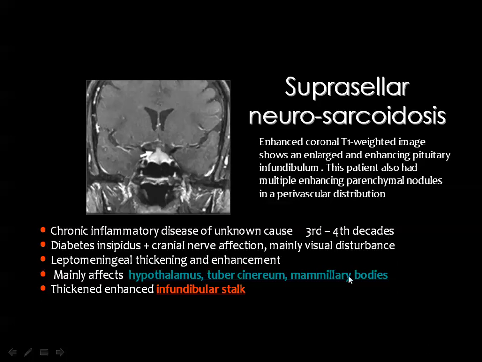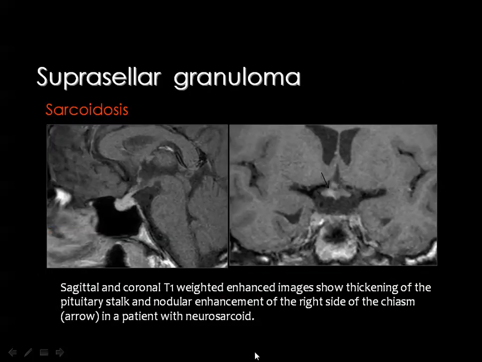etiology, and it may present with diabetes insipidus and cranial nerve affection, especially the optic nerve. Then in the brain, you can see leptomeningeal thickening and enhancement. There is thickening of the hypothalamic region, tuber cinereum, mammillary bodies, and the infundibular stalk together with enhancement.